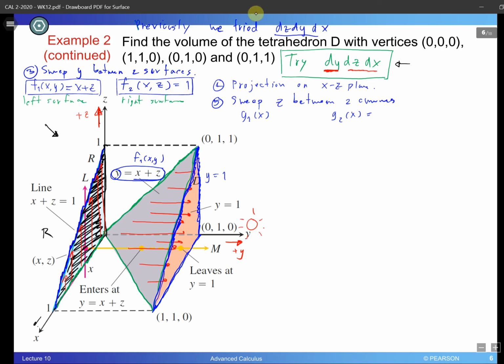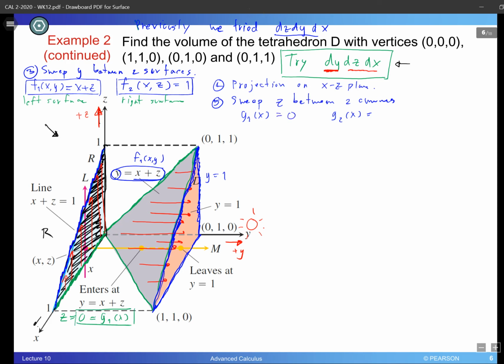So we are going to use this green line as the lower bound for the z variable. And as you can see here, this line has a constant value of z equal to 0 here. So this one is easy. 0 right here is going to be g1 of x, the starting of the sweeping pattern for z variable. So this one, let's set it to be equal to 0.